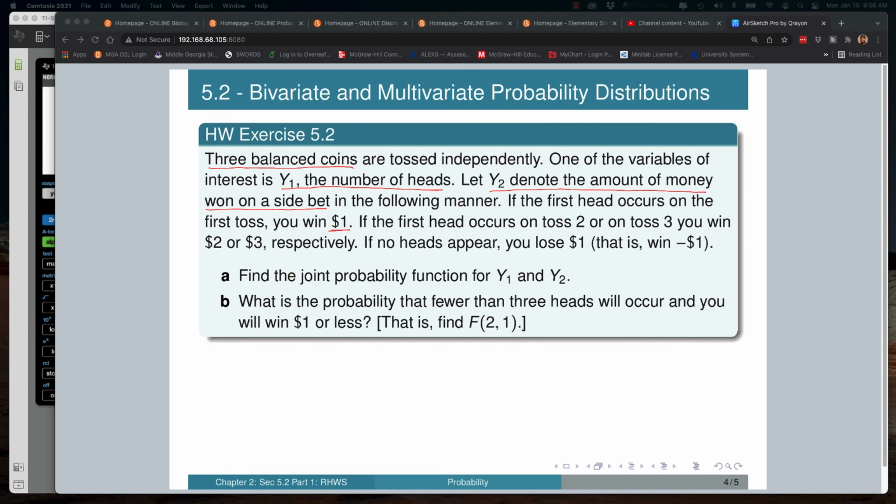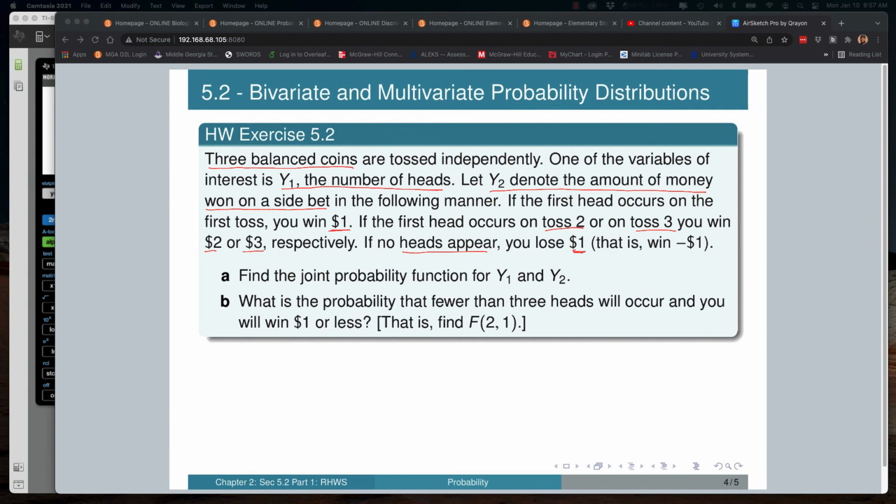So you may not want to get a head on the first toss based on the way they're set up. If the first head occurs on toss 2 or toss 3, you win $2 or $3 respectively, right? So if your first head appears on toss 2, you win $2. If it appears on toss 3, you win $3. So you really would love it not to appear until the third toss, right? And then if no head appears, you lose $1.